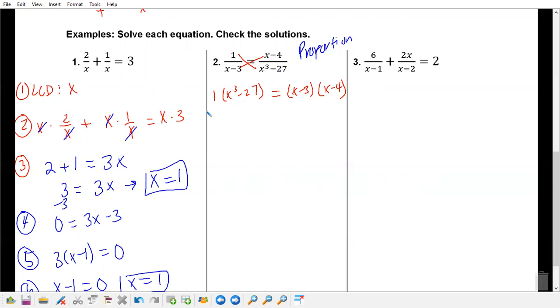a horizontal problem. Now I can factor x cubed minus 27 because it's difference of cubes. So this becomes x minus 3 times x squared plus 3x plus 9 equals x minus 3 times x minus 4. Notice how both sides has an x minus 3, so that gets to cancel out. And I'm just left with x squared plus 3x plus 9 equals x minus 4.